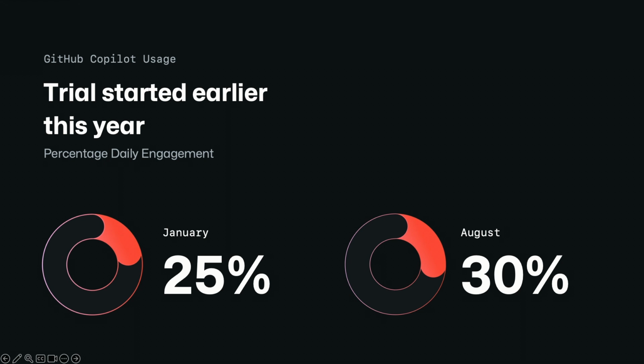So we started off in January with about 25% daily engagement. That's increased to 30 as of August. And from a suggestions accepted metric, which is really, I think, what we're looking at more than daily engagement, has increased about 8% since we started in January. So we're seeing positive growth with the use of Copilot day to day, accepted suggestions along with Copilot chat.